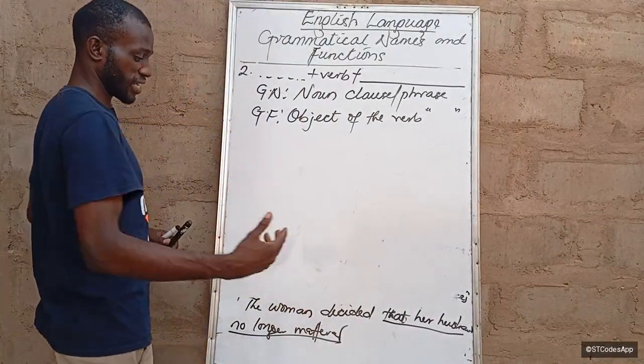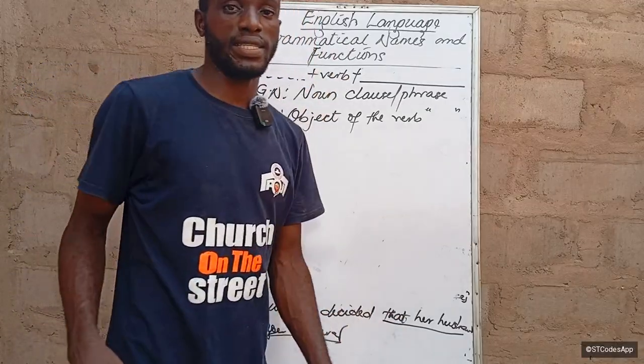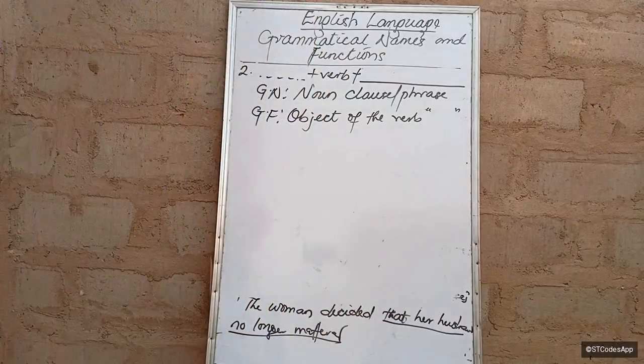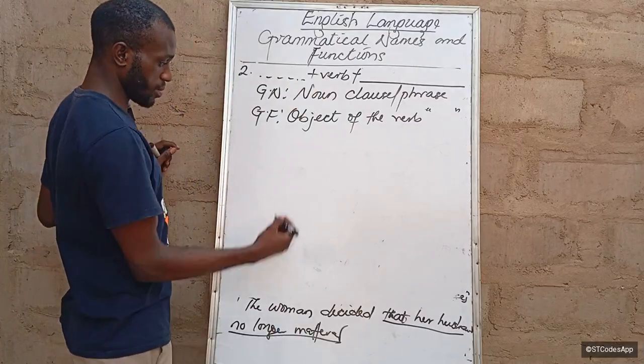Now, look at this, for example. The woman decided that her husband no longer mattered. I hope it is showing that part. The woman decided that her husband no longer mattered, okay? I'm sorry for my handwriting, but let's manage it. What will be the grammatical name here?